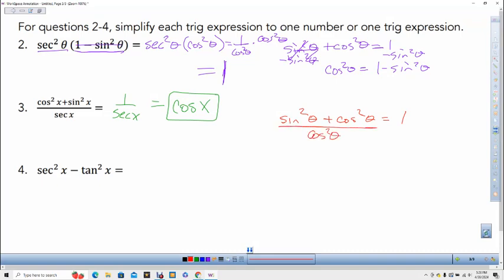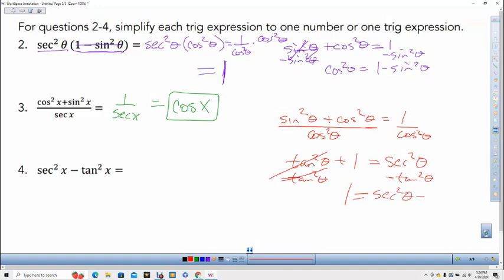Cosine squared theta, cosine squared theta. And then we've got sine squared over cosine squared gives us tangent squared, plus cosine squared divided by cosine squared gives us 1. And over here we've got secant squared theta. So then what I can do is subtract tangent squared theta from both sides, and those are going to cancel out, leaving me 1 equals secant squared theta minus tangent squared theta.